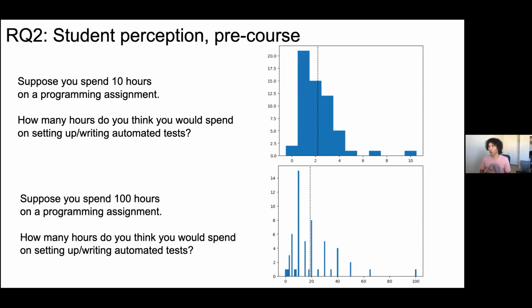Also worth noting here, and this is more so we can compare to this later, is we asked students, if you spend 10 hours on a programming assignment, how many of those hours would you spend on testing? And we asked a similar question for out of 100 hours. And what we saw were the answers were fairly similar, even as it scaled. You had a little over 2 hours for 2 out of 10 hours, and you had around 18 hours out of 100.